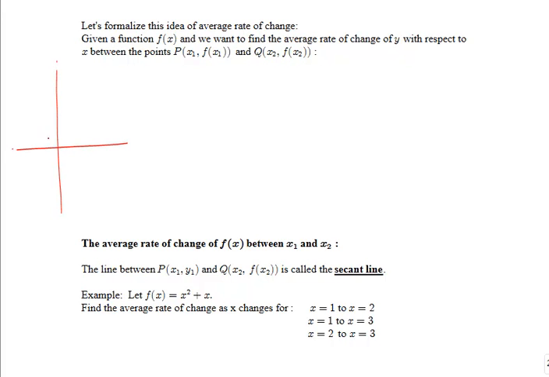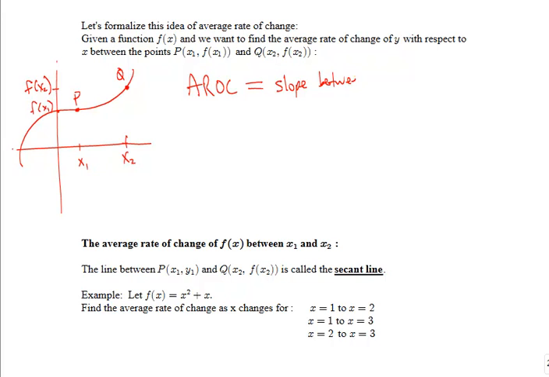So for example, suppose we have any function, and here's point P, which is x sub 1, comma f of x sub 1, and then Q, which is x sub 2, comma f of x sub 2. And we want to find the average rate of change between those 2 points. Well, the average rate of change, as we just mentioned, is exactly the same as the slope between these 2 points, P and Q. So imagine this line right here.